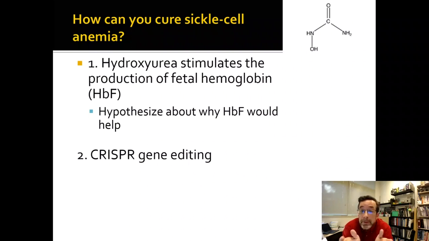And usually you turn fetal hemoglobin off, but maybe we can find a way to flip that switch and flip it back on. Hydroxyurea does it somewhat, doesn't do it very well, but does it enough to help some people.